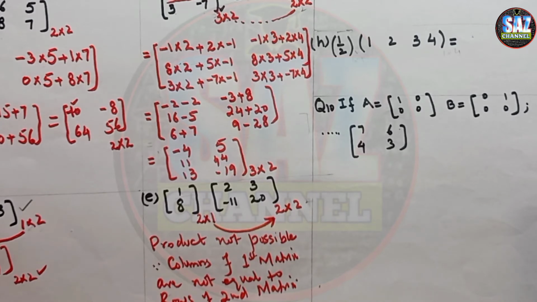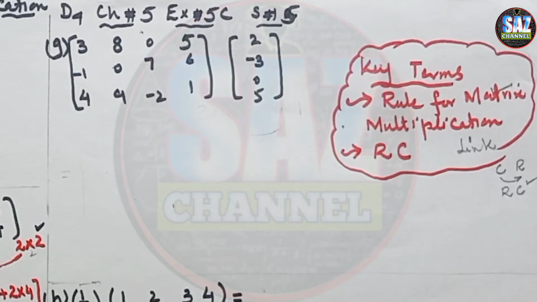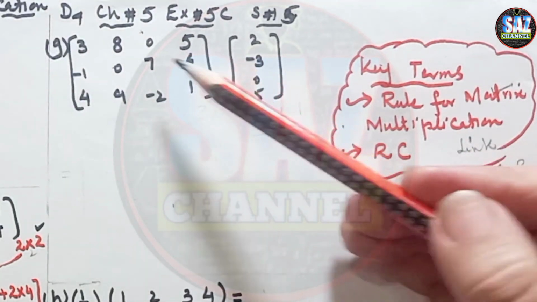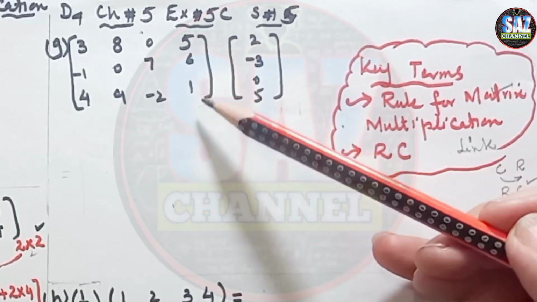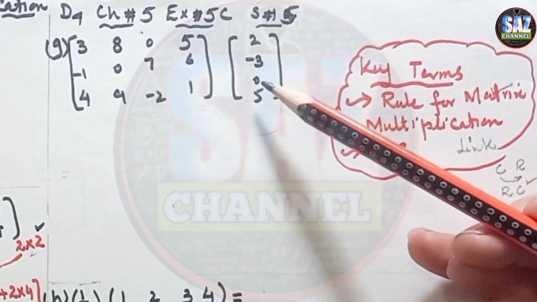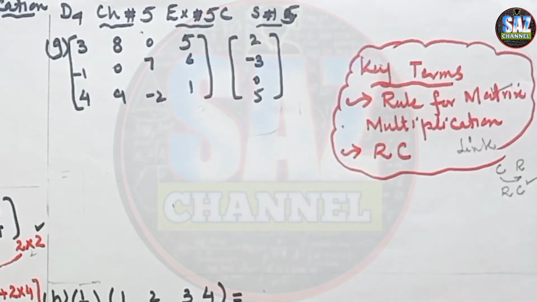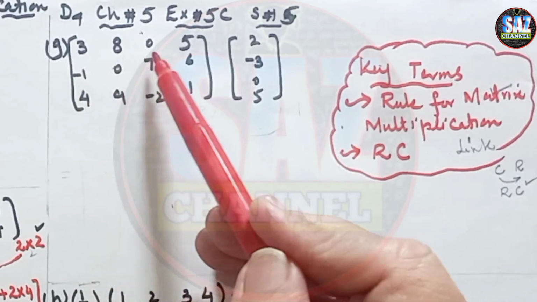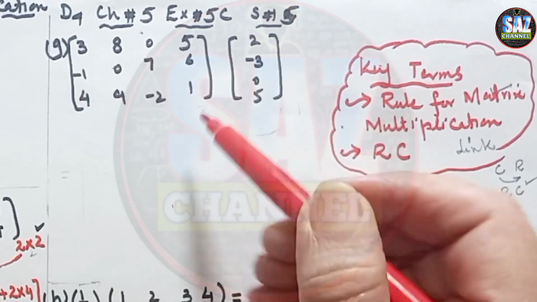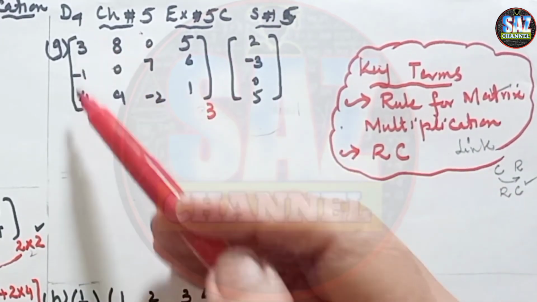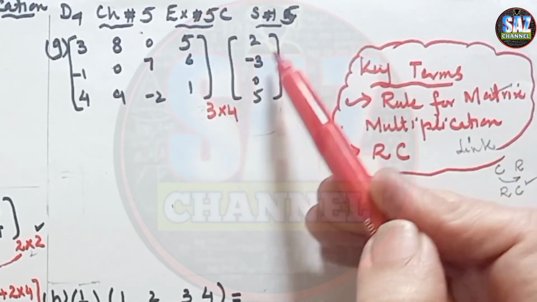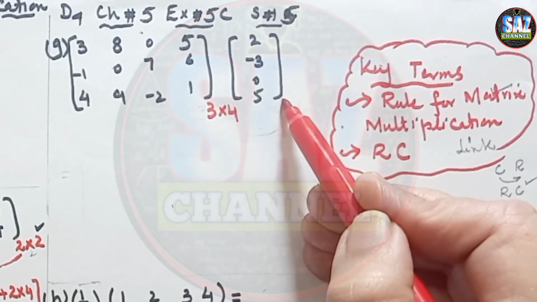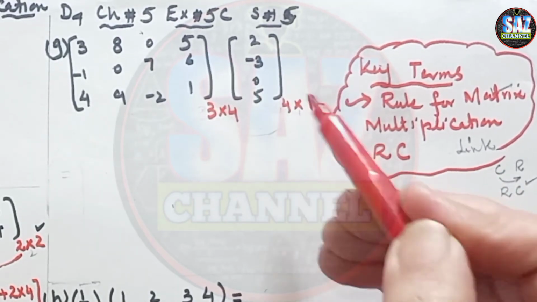And the next part is that we have to multiply the matrix with entries 3, -1 and 4, 8, 0, 9, 0, 7 and -2, and 5, 6, 1 with 2, -3, 0 and 5. First, let's check whether we can multiply these two matrices or not. First matrix has the order 3 rows and how many columns? 1, 2, 3 and 4 columns. 3 rows and 4 columns. And the second matrix has the order 4 rows and 1 column.